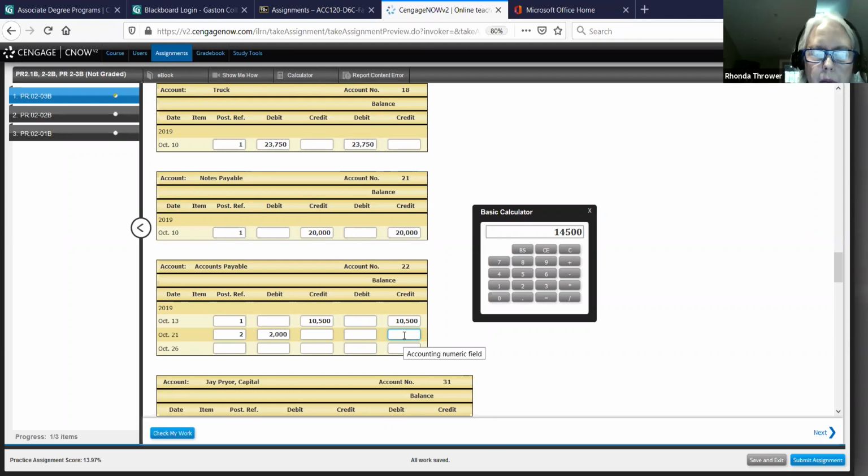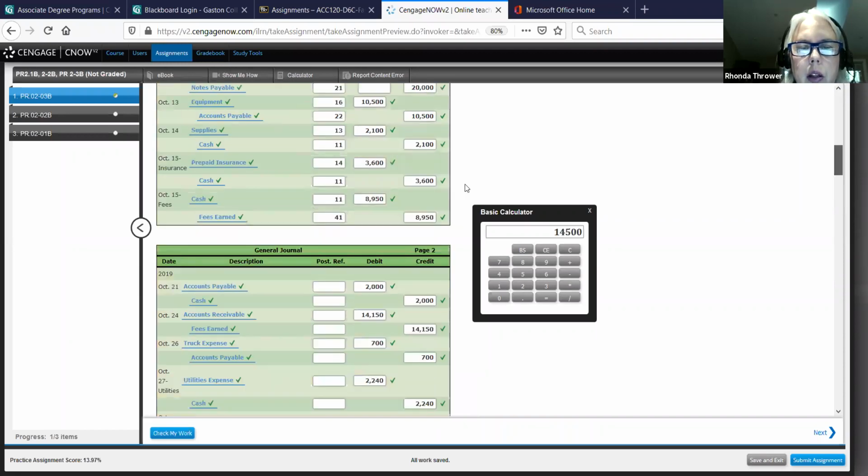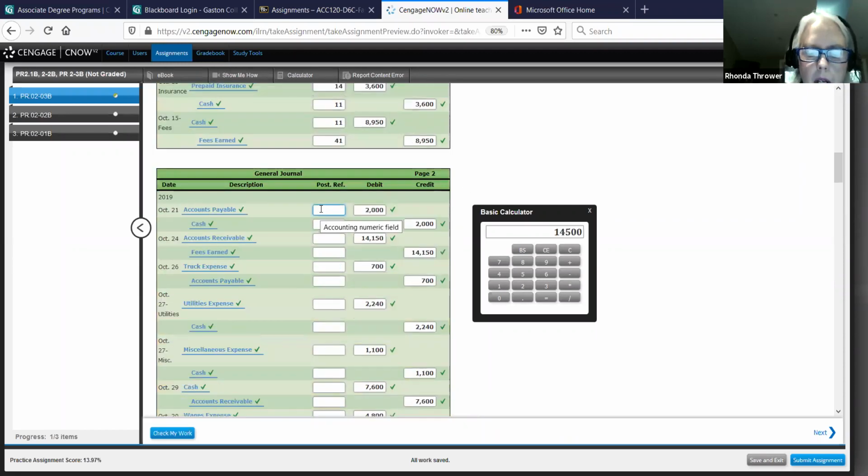our balance that we owe by $2,000, which would leave you with the balance that you still owe at $8,500. Put in 22 in the post reference, and you just keep right on going. Cash is credited for $2,000.